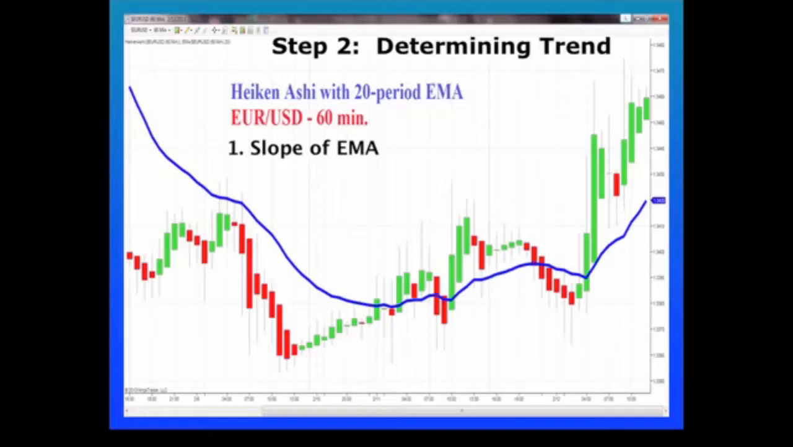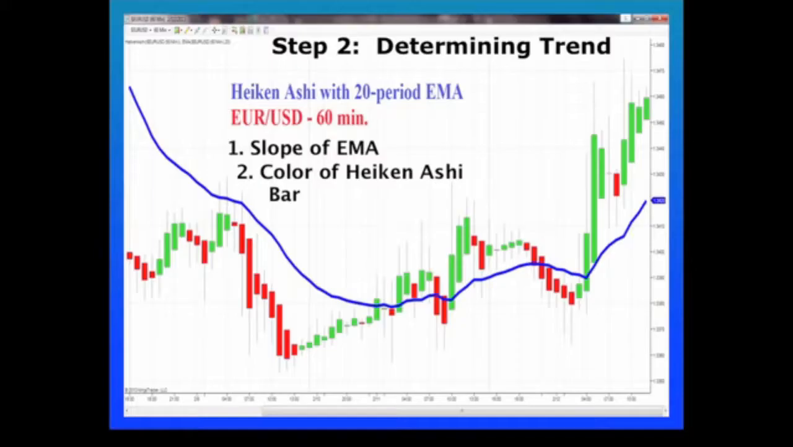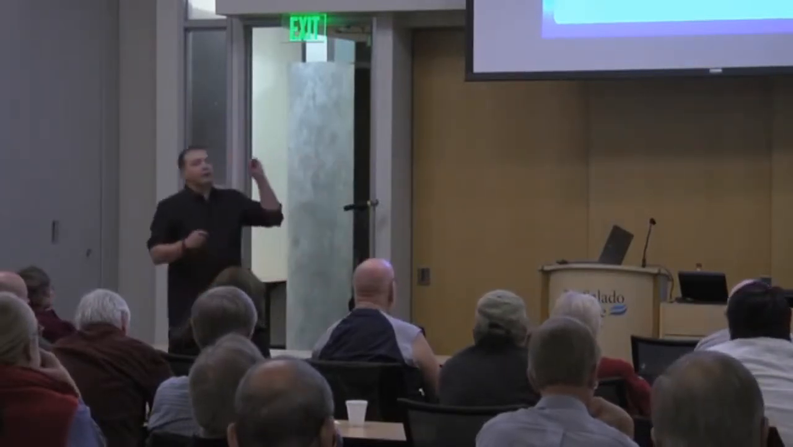There's only 3 things you need to consider when determining the trend. It's the slope of the 20-period exponential moving average. You can use simple if you have a problem with exponential. It's not really all that important. It's the last Heikin-Ashi bar, which both must match the master direction. So if our master direction, our predictor, was up, then we're looking for a trend that goes up. So in other words, Heikin-Ashi is green, and the slope of the 20-period EMA is pointing up.